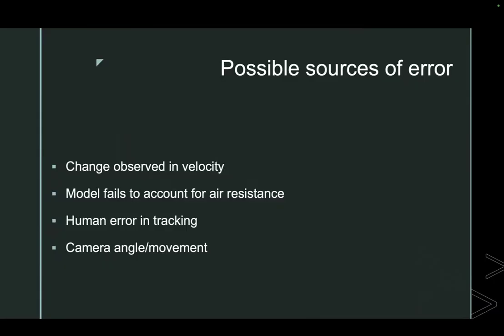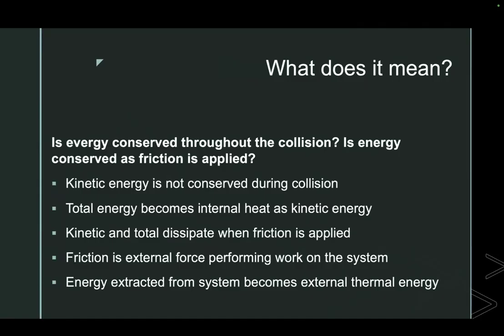Possible sources of error could be change observed in velocity, the model fails to account for air resistance, there is human error in tracking, and it could also be a result of camera angle and movement.